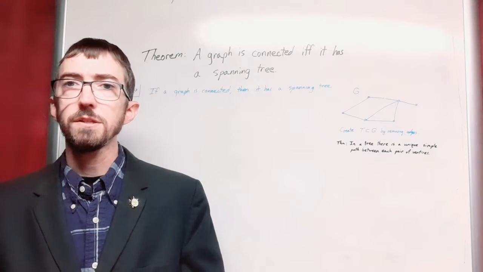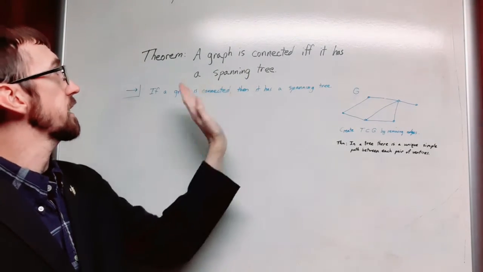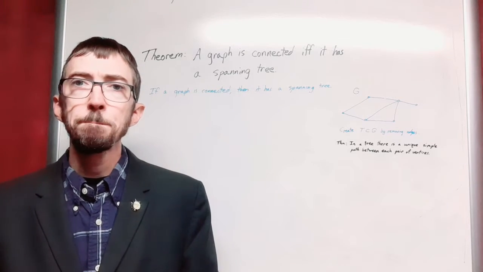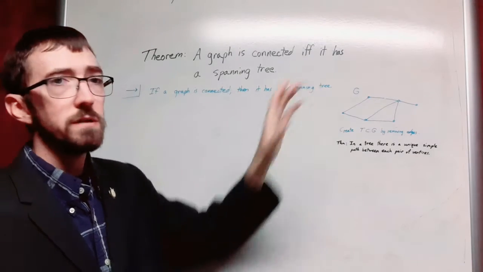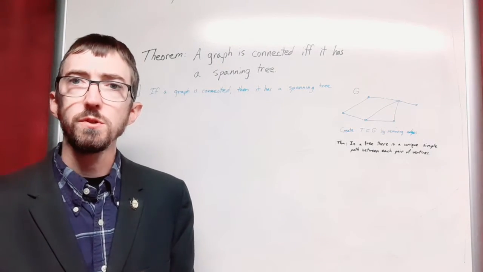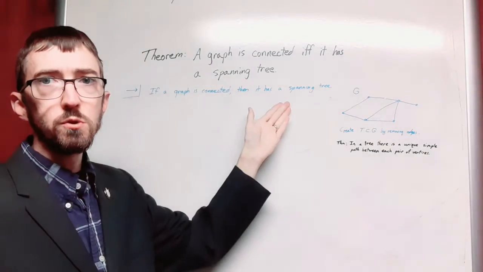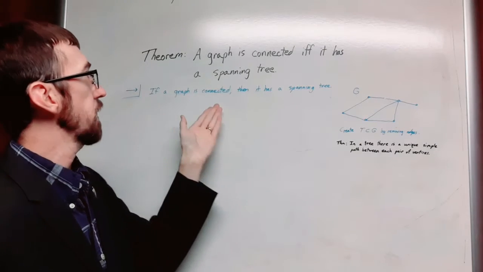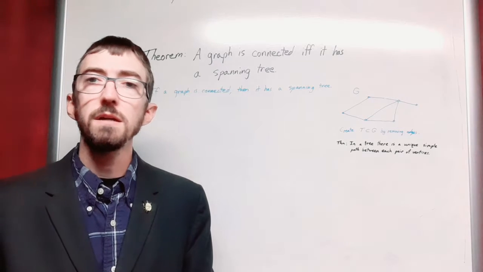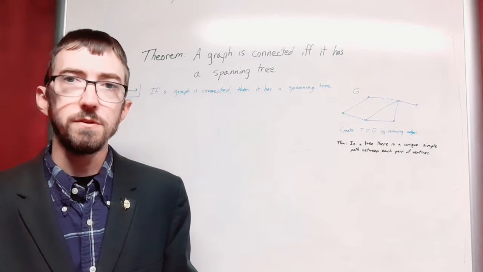establish a connected graph. The theorem says a graph is connected if and only if it has a spanning tree. So this is a biconditional statement. If and only if means we can read it forward or backward because the converse is true. So the first piece we're going to do is prove that if a graph is connected, then it has a spanning tree, and then you have to turn around and reverse that and prove that as well to prove the entire context of the theorem.